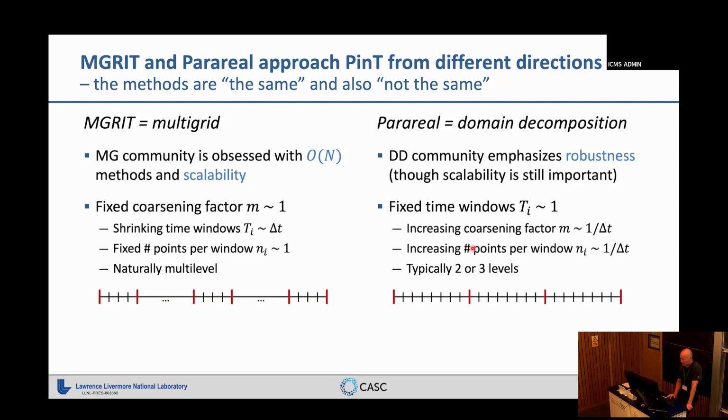Whereas in the domain decomposition setting, the windows are sort of fixed instead. And so if you think about changing dt, that means you're changing your coarsening factor. And it means you have more and more points per time window. And another difference is that we naturally have a multi-level method, because of this O of n thing. And typically in the domain decomposition community, 2 or 3 levels is what you mostly see. So the philosophy is a little different, even though the two methods can be the same.